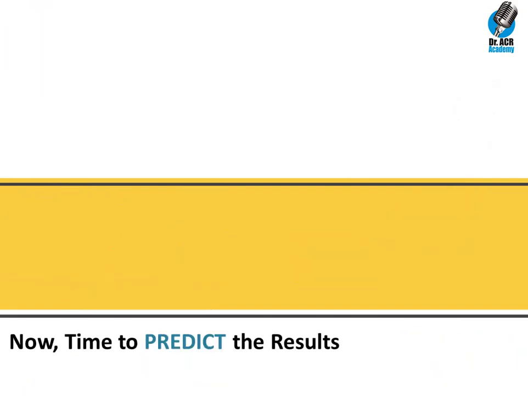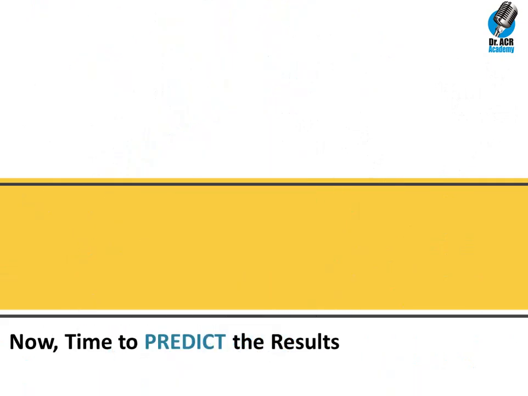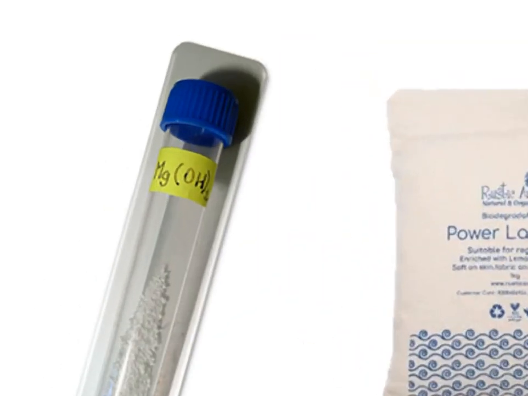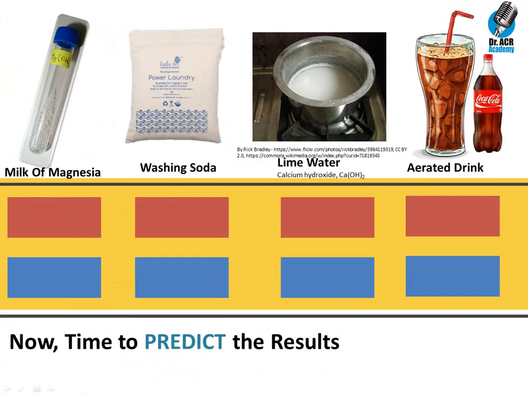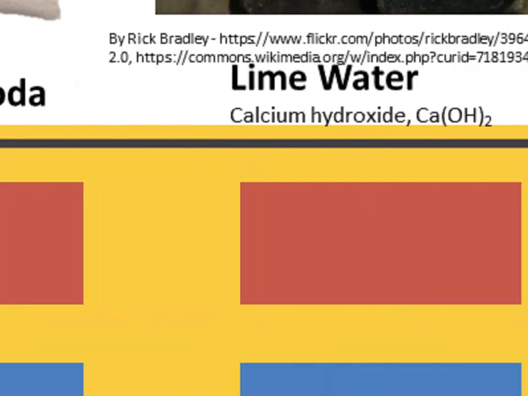Now, time to predict the results. When we add a drop of any of these, what will happen to the red litmus and the blue litmus paper? Tell us down in the comment box below.